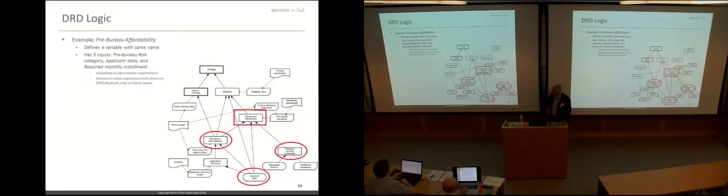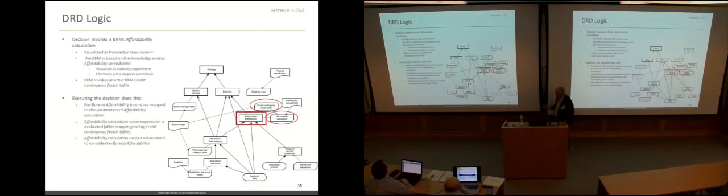Now, this example here illustrates the mechanics of a DRD. So let's look at this decision called pre-bureau affordability. It has three inputs: pre-bureau risk category, a decision, applicant data, input data, and required monthly installment. So the logic of pre-bureau affordability can only depend on these three variables.